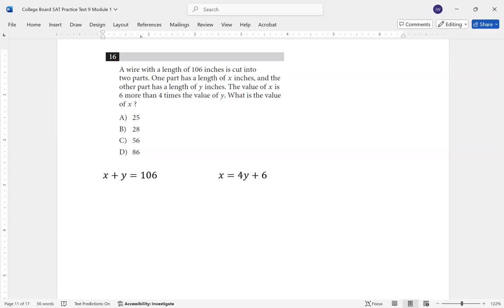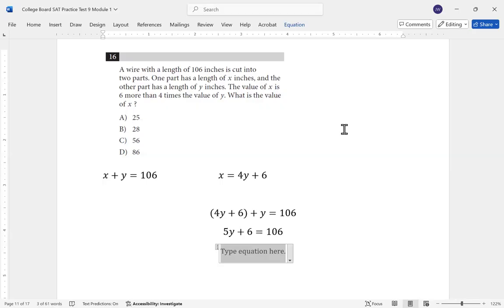And then what is the value of X? So what we're going to do is use substitution once again. I'm going to replace the X in this first equation with 4Y plus 6. So we have X plus Y equals 106, and then I replace this X with 4Y plus 6. And then I'm going to solve this equation. When I do that, I end up with 4Y plus Y as 5Y plus 6 is equal to 106.